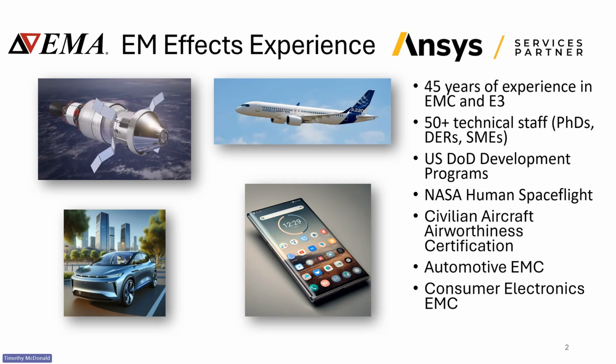In the past, some of the past performance included things like DoD development programs, NASA human spaceflight programs, including the Orion program, as well as civilian airworthiness certification, FAA certification, like the Airbus A220, of which EMA had a large role in achieving the electromagnetic effects certification. Automotive EMC is one of the fastest growing areas at EMA, as well as is consumer electronics EMC for devices.